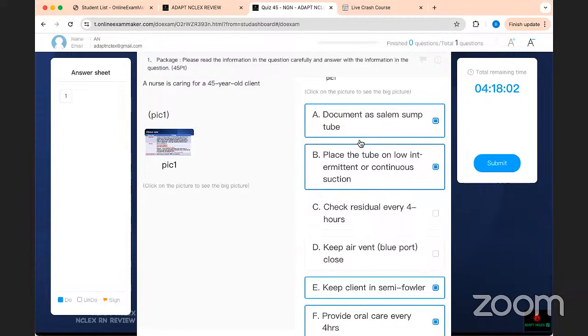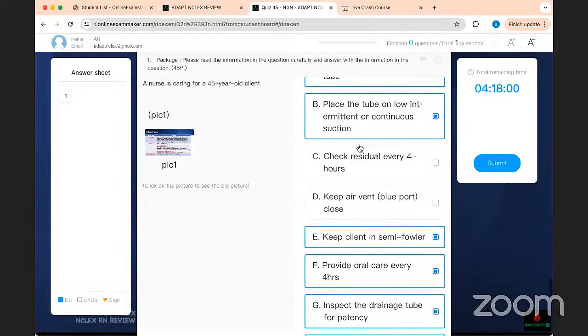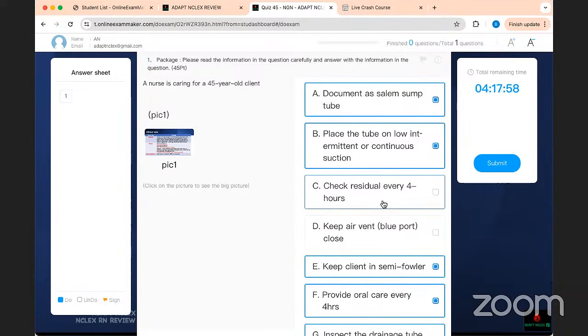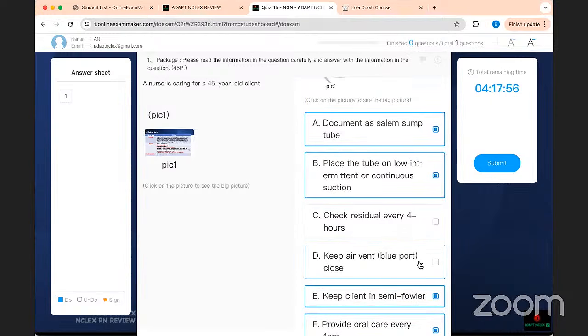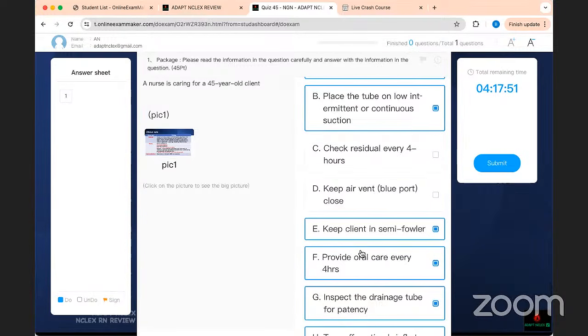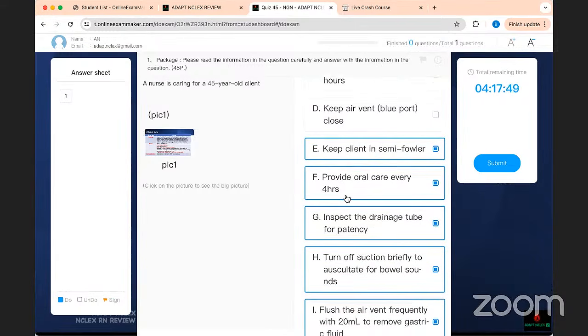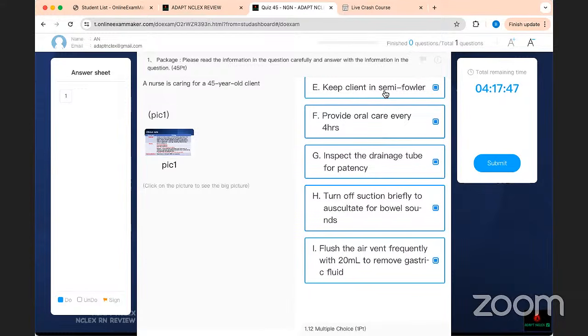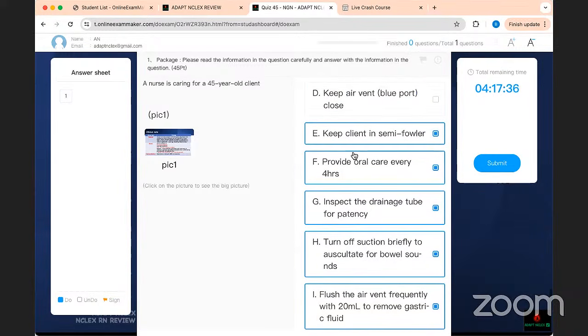You have to know all this information I put here. Every question they ask you, somebody has an NG tube, they're going to ask you about checking residue. What do you do with the blue port? What kind of tube is this? What kind of suction do you use? Do you provide oral care? Which position do you keep the patient in? You turn off the suction and listen, and flush the tube with air if it's clogged. This is a classic NG tube question.